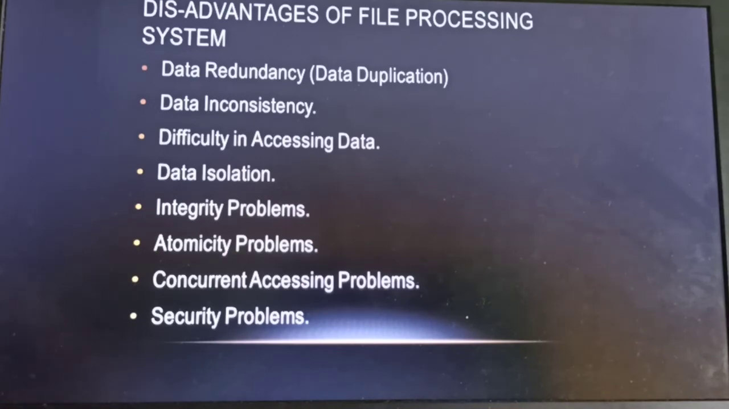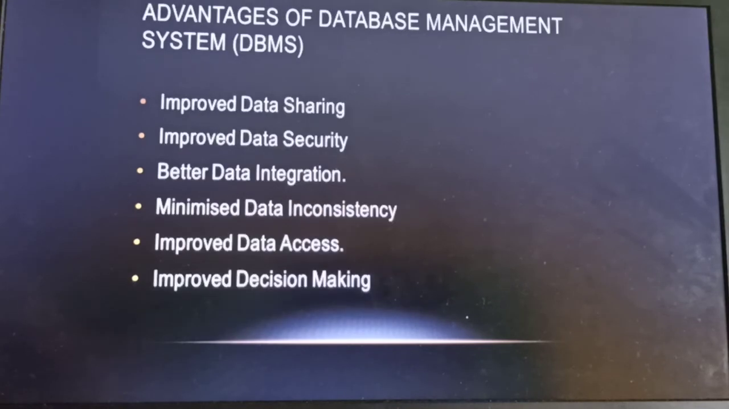Security problems. Enforcing security constraints in the file processing system is very difficult as the application programs are added to the system in an ad hoc manner. The data in the DBMS should be secure. Only authorized person should be able to modify the data. Security should be maintained at the different levels, which was not possible in file processing system. These all are the disadvantages of file processing system. These disadvantages are removed using database management system.